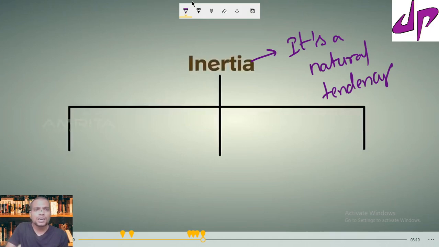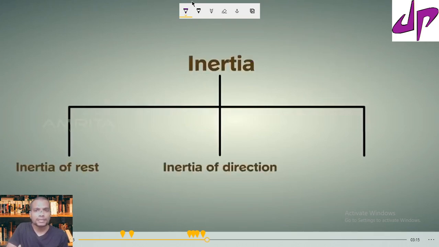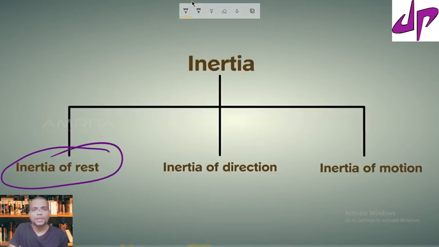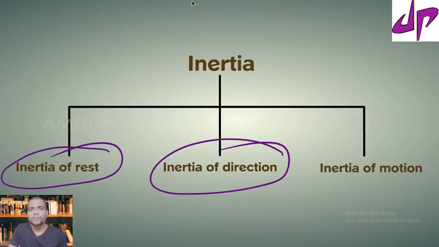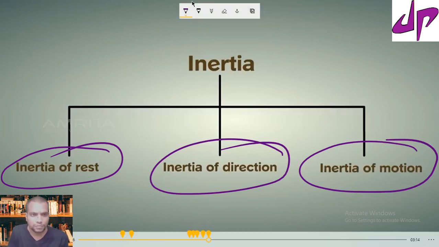So this inertia is of three types. The first one is inertia of rest, the second one is inertia of direction, and the third one is inertia of motion. So inertia is categorized into three categories. Let us understand these with examples.